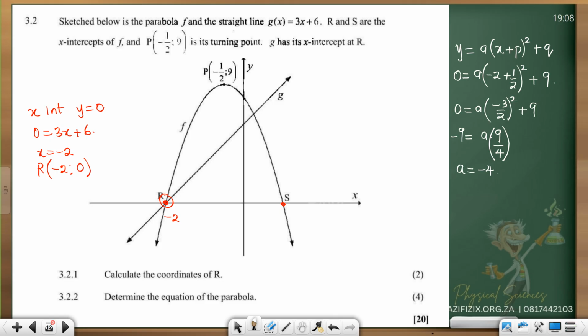Can I throw everything back into the equation? There are two ways of getting this equation, but this is what comes to my head quickly. I can do the second one if you want me to. -4 into bracket x plus ½ squared plus 9. I can actually leave my equation like that because no one says I should find it in terms of ax squared plus bx plus c. I'm allowed to leave that like that. Did that make sense? Sir, where did you get 9 from? Turning point. Your p and q are the turning point. That's where the 9 came from.